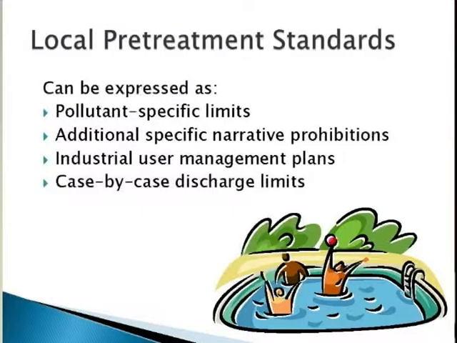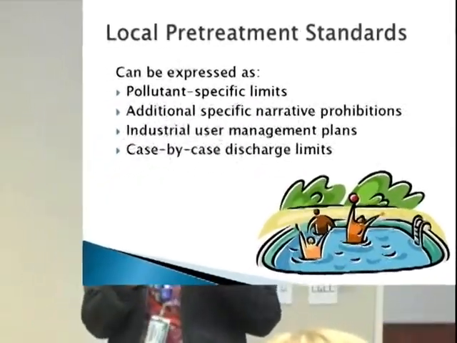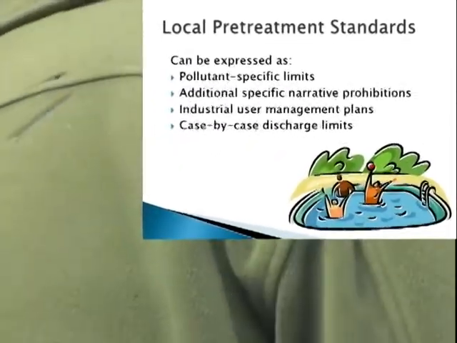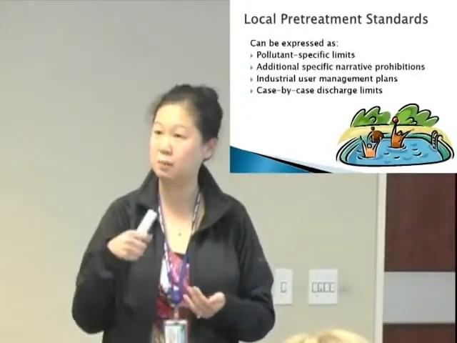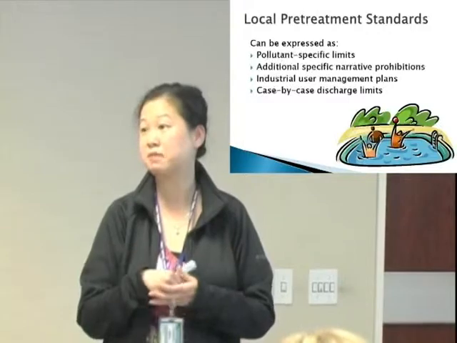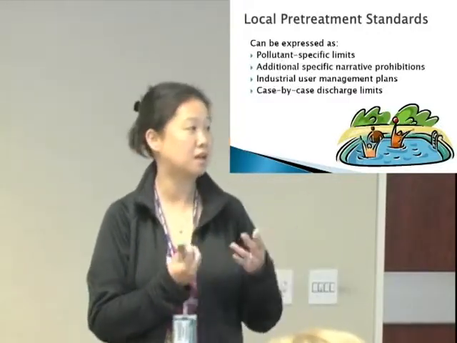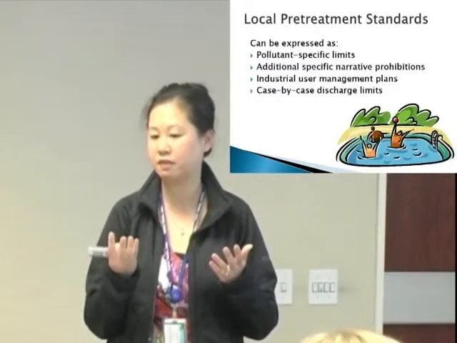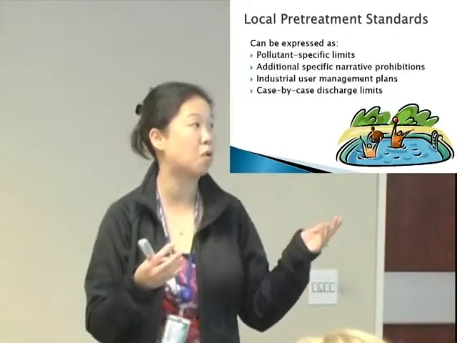They can be expressed as pollutant-specific limits, or as narrative prohibitions like we just saw previously. They can be BMPs, best management practices, such as for restaurants, you must scrape all the grease into a garbage bin before washing. They can be case-by-case discharge limits. For example, in California they can have saltwater pools, so the requirement would be that in order to discharge a saltwater pool, you have to get a permit from the city. So those are local limits.